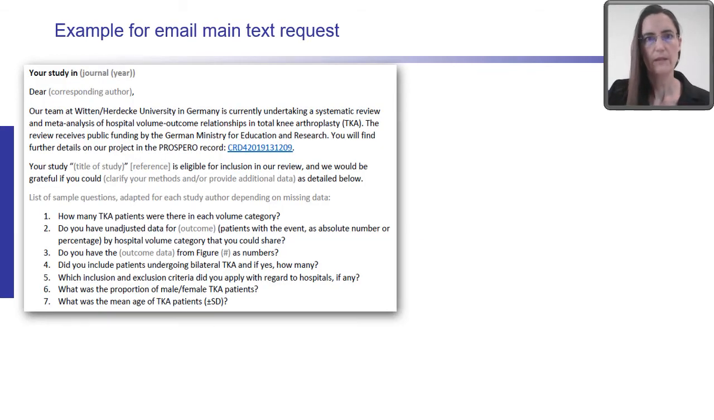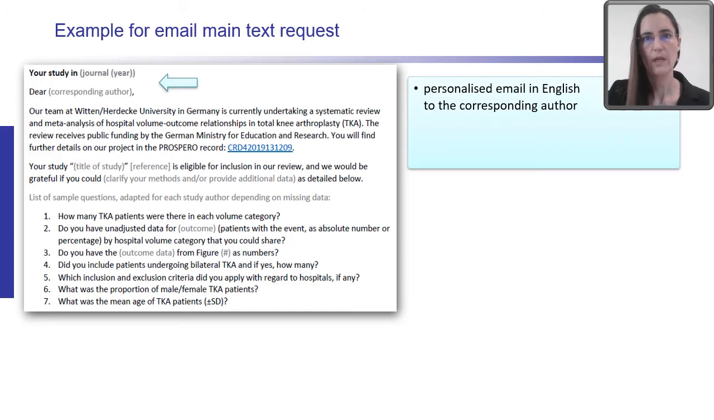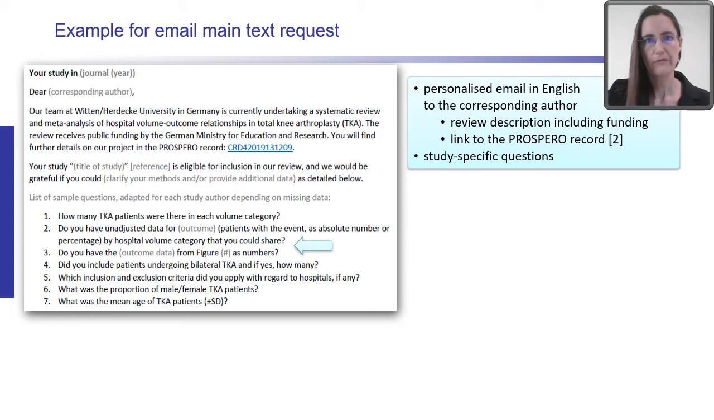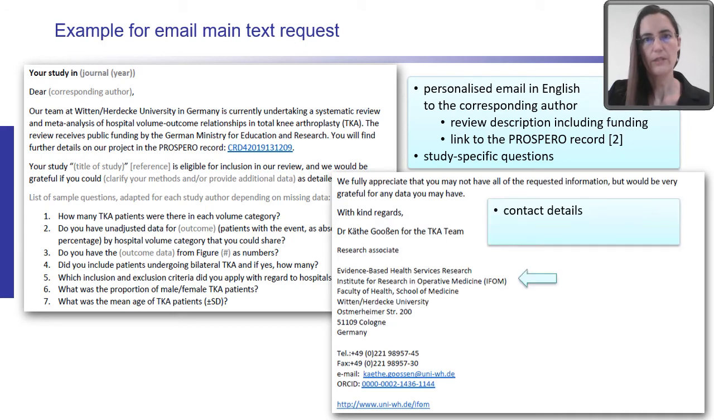The request in the email group looked like this. A personal greeting is followed by the description of our systematic review, including the funding source and a link to the Prospero records. All questions are study-specific, and the list was often not as long as this. We finished by providing our contact details and an ORCID to allow interested authors to find out more about who is contacting them.